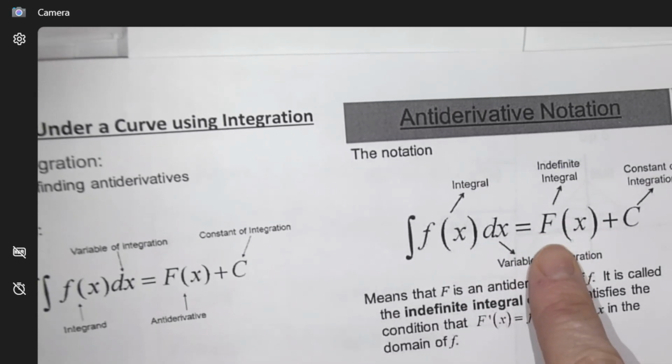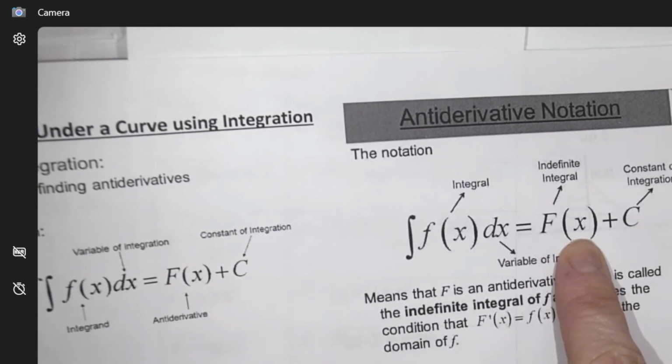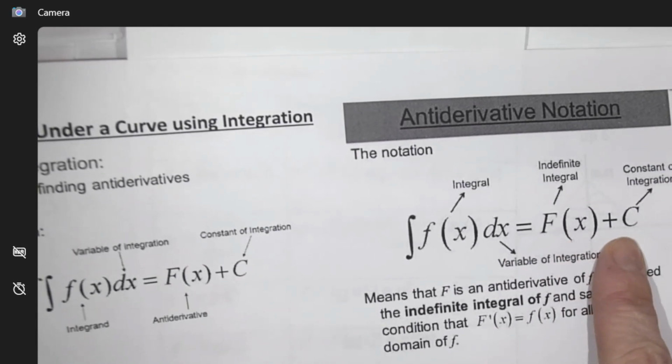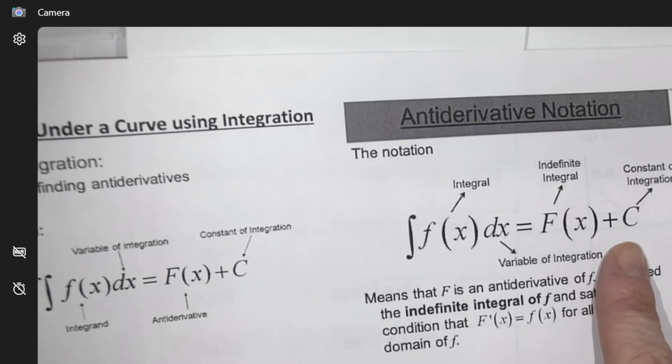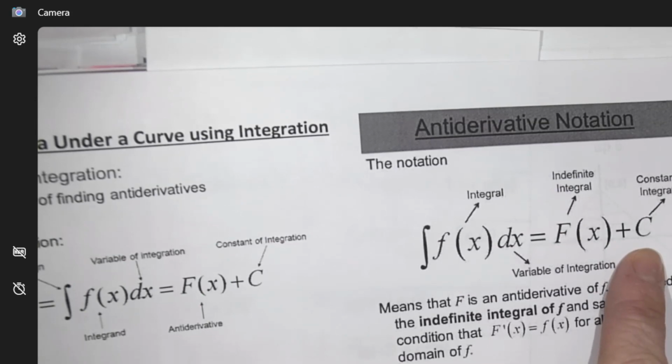And then we talked about this being the indefinite integral. We were always adding plus c at the end yesterday because we don't know if there was a constant on there, because if we were to derive it, it was 0. So we don't know if it was there or not. So an indefinite integral is just getting an equation.